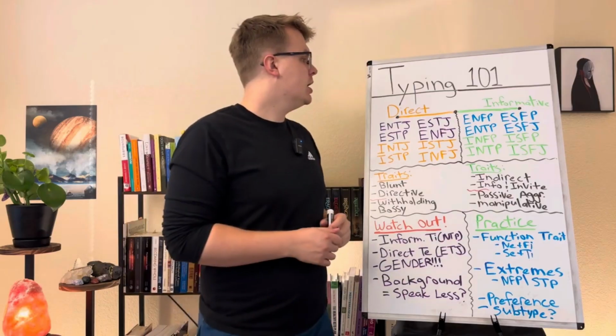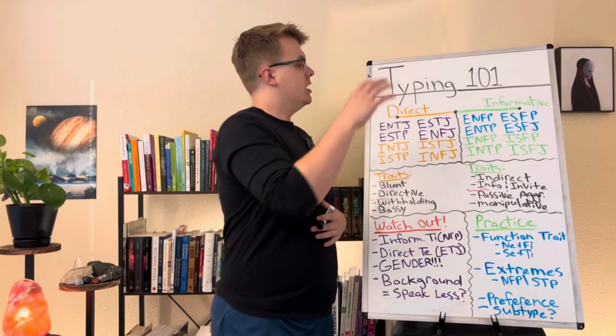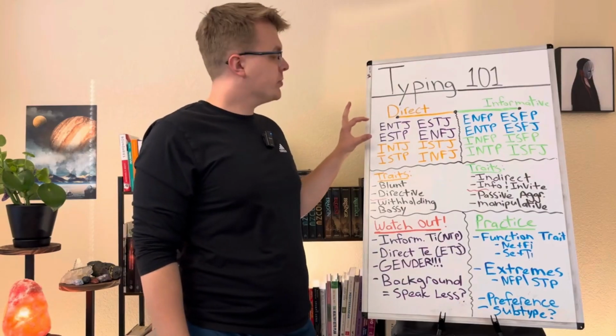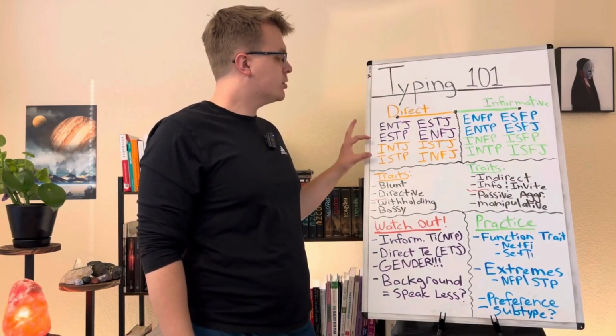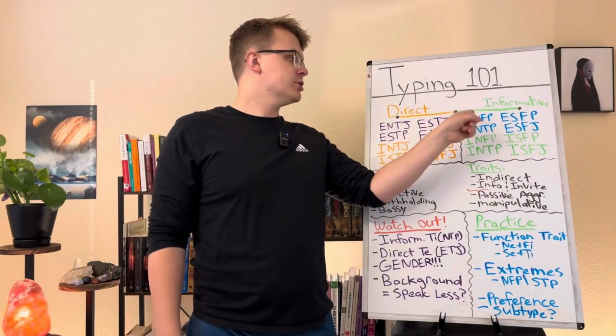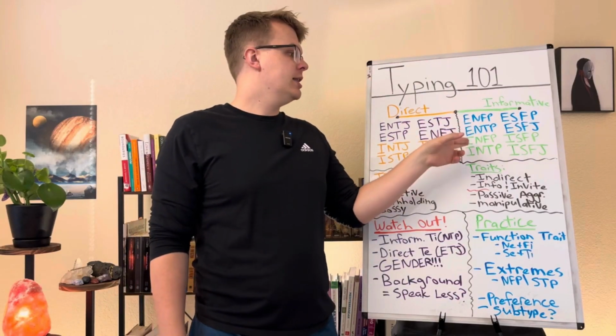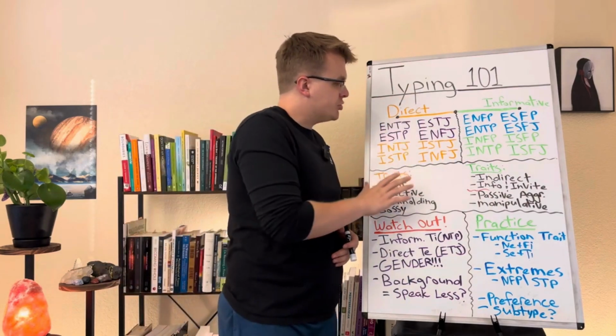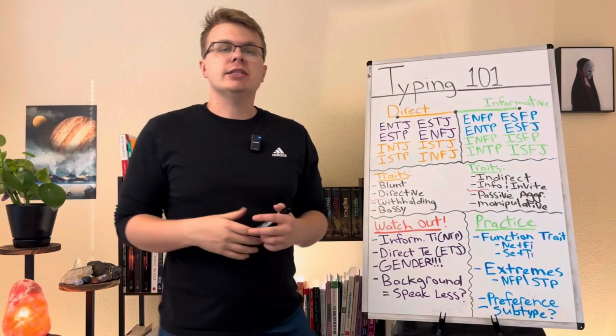So direct or informative. The direct types are these 8: the in-charge types in purple, the chart the course types or the finisher types in orange. Then the informative types are the starter types or the get things going, and then the background or behind the scene types in green. Now I'll jump to the traits first and then we'll talk about these types.